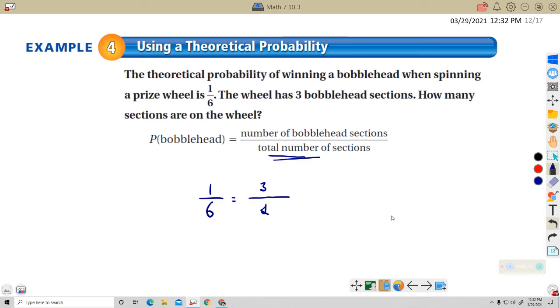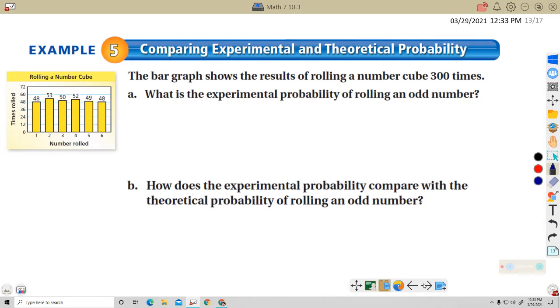And again, I think this is something we can do using the equivalent fraction method. You can do cross products. Let's use cross products since I haven't done that in a while. 1 times S is S, and 6 times 3 is 18. So 18 sections on that prize wheel.